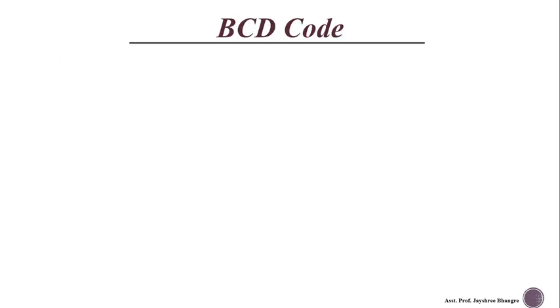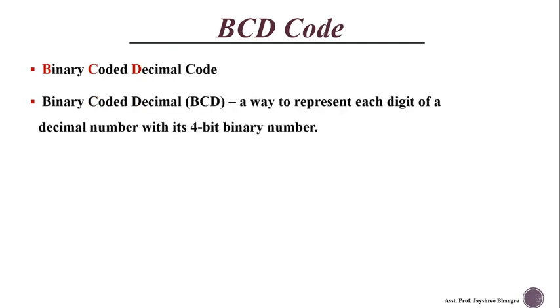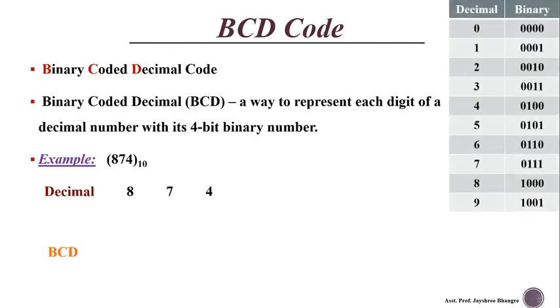So let's see these codes one by one. So first is BCD code. BCD is nothing but binary coded decimal code. So this binary coded decimal is nothing but a way to represent each digit of a decimal number with its 4-bit binary equivalent number. For example, here the decimal number 874 can be represented in BCD as follows. So here a table is given.